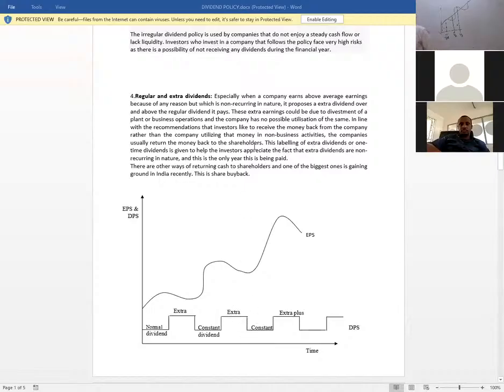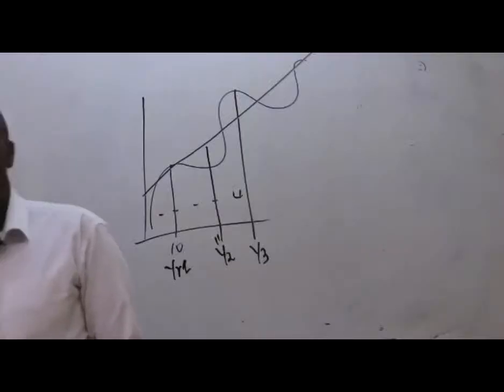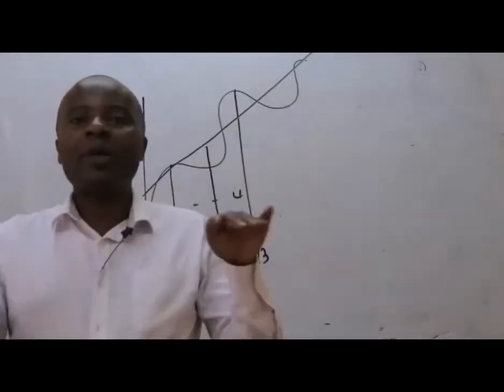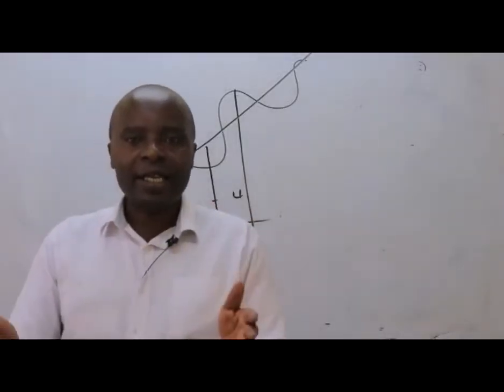So we are told here, especially when a company earns above average earnings because of any reason, but which is non-recurring in nature, it proposes an extra dividend over and above the regular dividend it pays. These extra earnings could be due to divestment. Perhaps they have sold some assets somewhere, a plant or business operation, and the company has no possible utilization of the same. So you decide, ladies and gentlemen, to give your shareholders a bonus in that year, etc., etc.